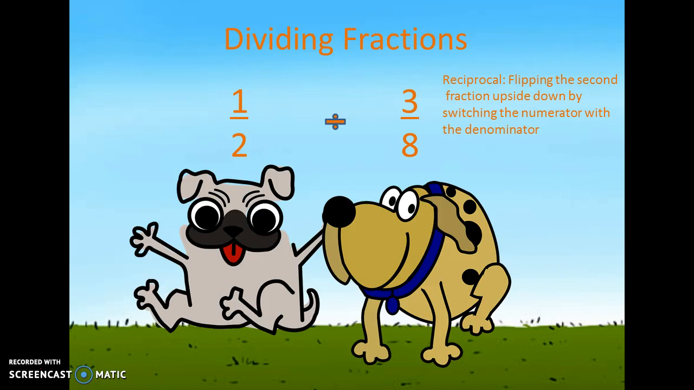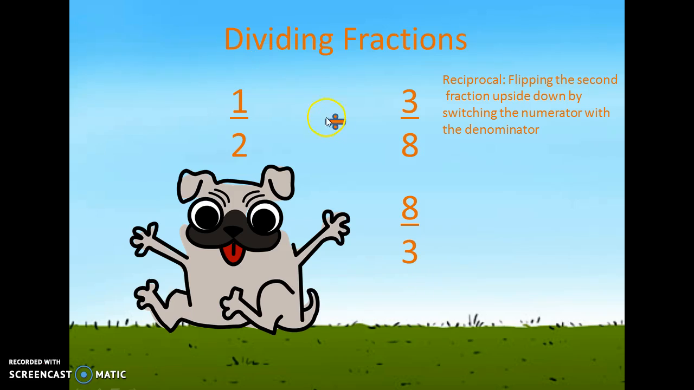What about dividing? This is also something we need to learn, and Patty's definitely curious. What we do is we find a reciprocal. That means flipping the second fraction upside down by switching the numerator with the denominator. Let's say if we wanted to divide 1/2 by 3/8. 1/2 is our first fraction, and we flip our second fraction upside down, 3 over 8, and it would look like this, 8 over 3. You just switch the position.